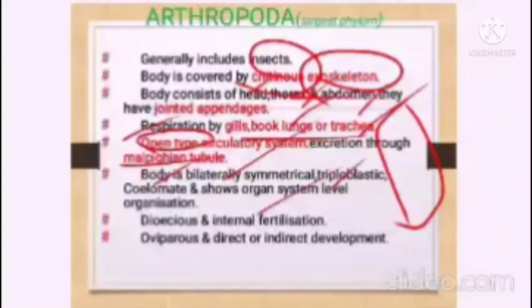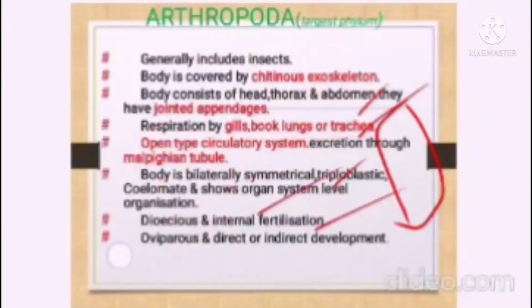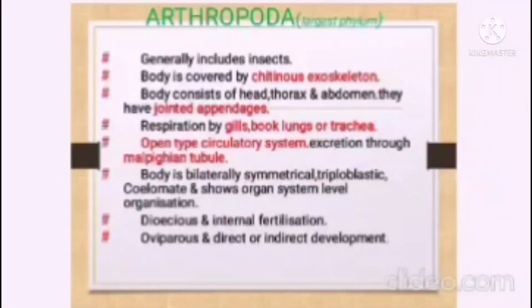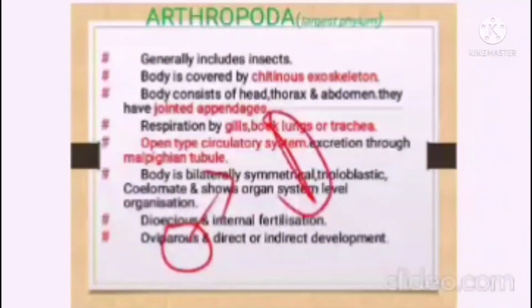Organ system level of organization. Dioecious means male and female are different. Fertilization takes place in the body of the female. Oviparous, yes, again a new term. What is oviparous? Oviparous means egg laying. The female lays the eggs, and from the eggs the baby hatches out. This sort of organism we call oviparous.